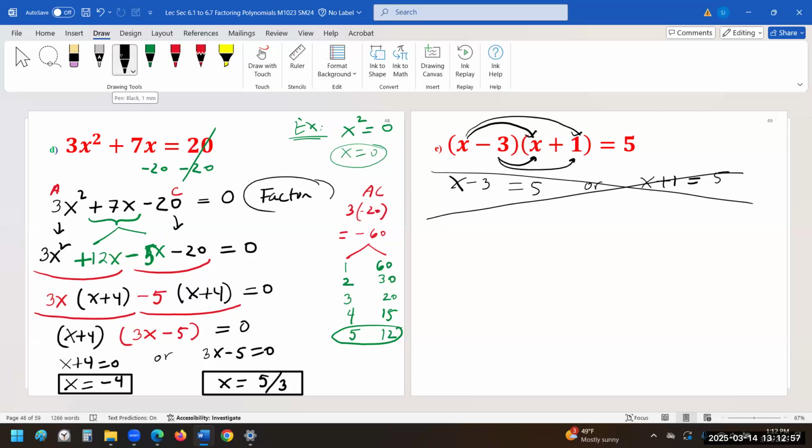And what do you have? Then plus 1x minus 3x. And then the last one is minus 3 equals 5. Do we have any like terms to combine? So what do we get?